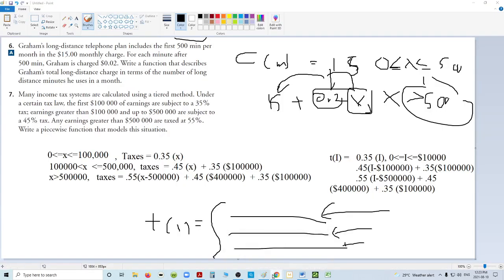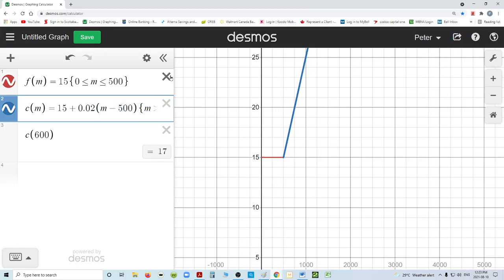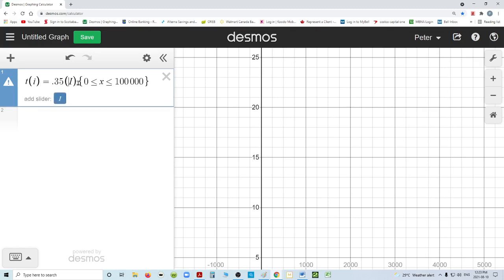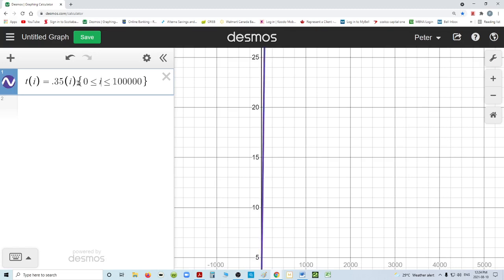So we're going to pull up Desmos, and we're going to just get rid of this piecewise, and we're going to say my taxes based on my income is equal to 0.35 times my income, as long as my income is between 0 and smaller or equal X, smaller or equal to 100,000. Boom. Let's see if it recognized it. So it's got an issue. Probably got to be a small t. Probably got to be a small I. Oh, I know what I did wrong. As long as I. There we go.